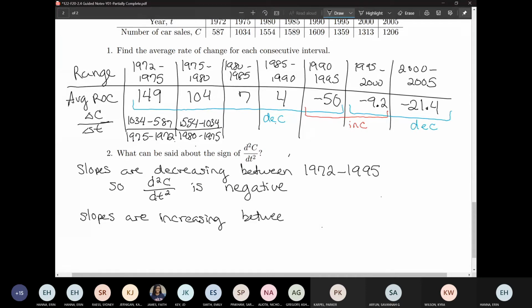And I know this sounds weird because I'm saying 1990 to 2000, but I've already covered 1990 to 1995. It's just the overlap because we had to work over ranges. 2000. So the second derivative is positive there. And then back to negative for that other last interval, which again is kind of wishy-washy, overlappy, just because of the way that it had to be phrased.